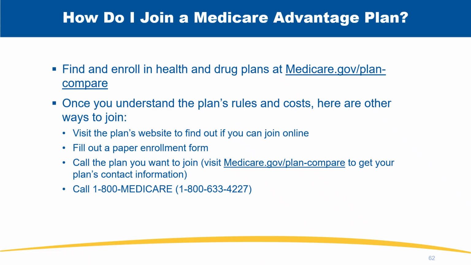Once you understand the plan's rules and costs, here are other ways to join. Visit the plan's website to find out if you can join online. Fill out a paper enrollment form. Call the plan you want to join. Visit Medicare.gov to get your plan's contact information, or you can call 1-800-MEDICARE.